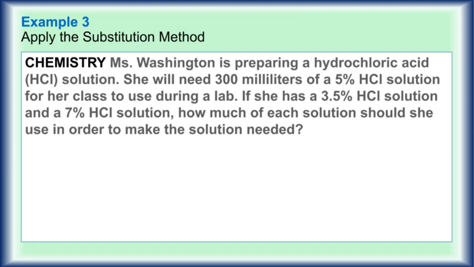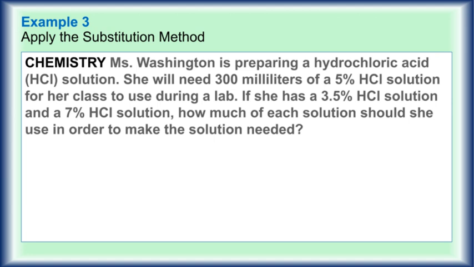Next, example 3, a word problem. It says, Ms. Washington is preparing a hydrochloric acid solution. She will need 300 milliliters of a 5% hydrochloric acid solution for her class to use during the lab. If she has a 3.5% hydrochloric acid solution and a 7% hydrochloric acid solution, how much of each solution should she use in order to make the solution needed?